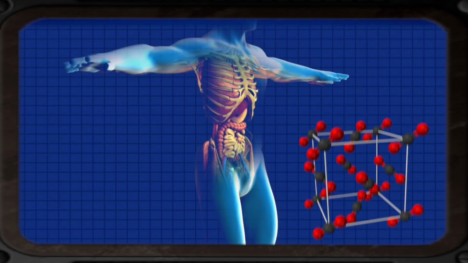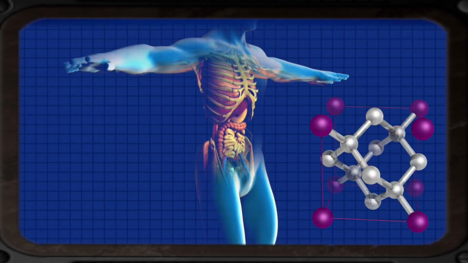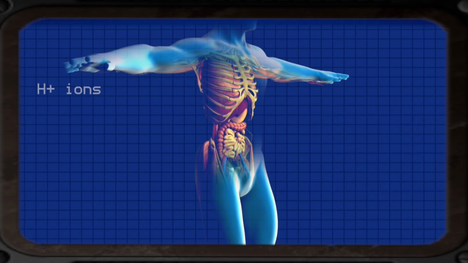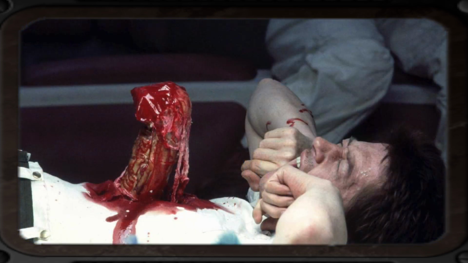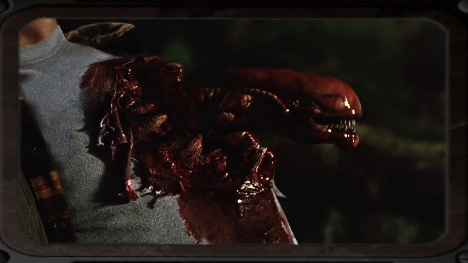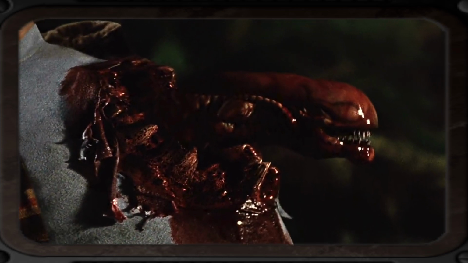Recombining carbon units into crystal lattices, the xenomorph's hard body structure is formed within the host. Hydrogen ions are released and combined with surplus sulfate and nitrate groups to develop the essence of the creature's acidic blood. Due to the fact that the chestburster spawns from the host genetic material, they inevitably inherit 10 to 15% of the host genetic code.